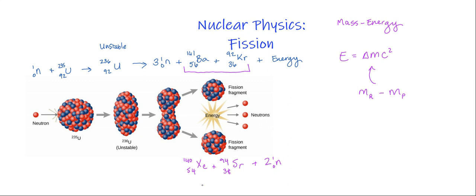And another reaction, we can form tin-132 and molybdenum-101, and then 3 free neutrons. So you can see that there's different combinations here. And the predictability of this is somewhat wild.